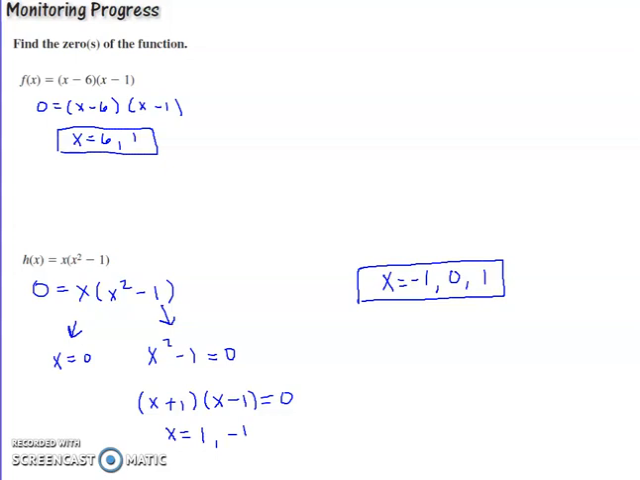And that brings us to the end of our introduction of graphing in intercept form.